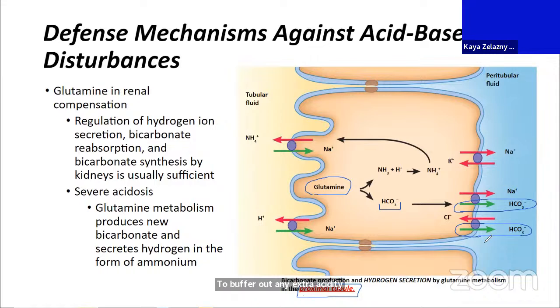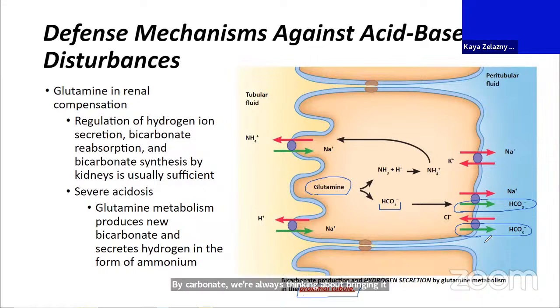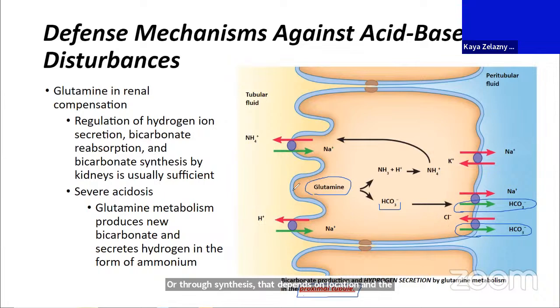Okay. So hydrogen ions, we're always thinking about secreting them, getting rid of them. The only question is, how many of them are we getting rid of? Bicarbonate, we're always thinking about bringing it into the plasma. We're either doing that through reabsorption or through synthesis. That depends on location and the degree of severity of our acidosis.